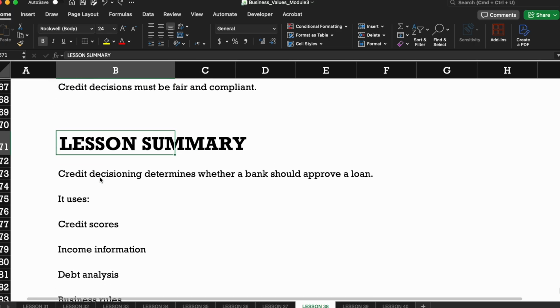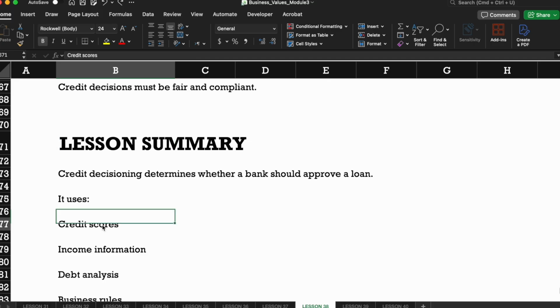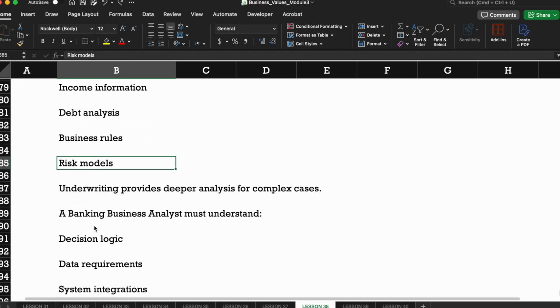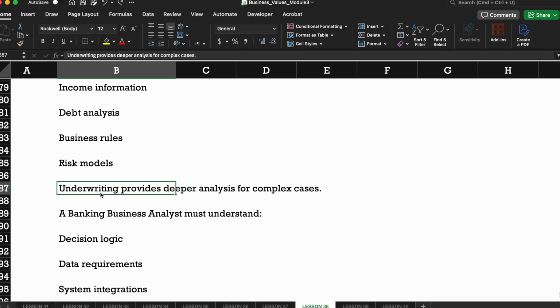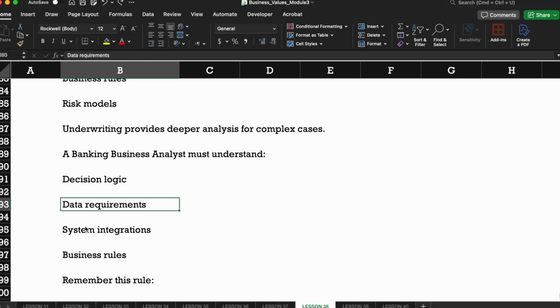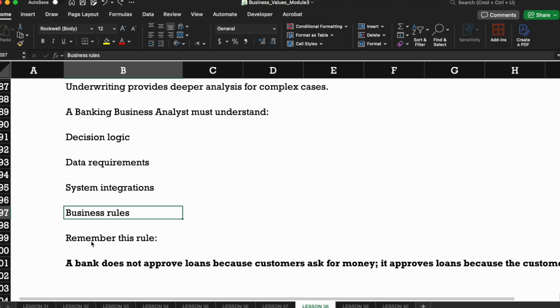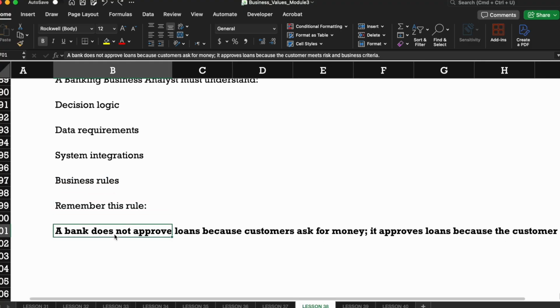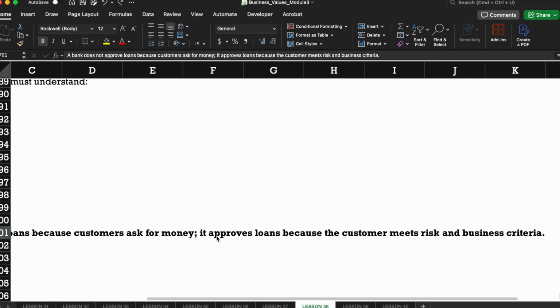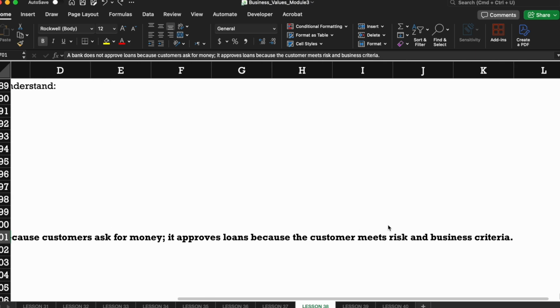Lesson summary. Credit decisioning determines whether the bank should approve a loan. It uses credit score, income information, data analysis, business rules, and risk models. Underwriting provides deeper analysis for complex cases. A banking business analyst must understand decision logic, data requirements, system integration, and business rules. Remember this rule: a bank does not approve loans because the customer asks for money. It approves a loan because the customer meets risk and business criteria.